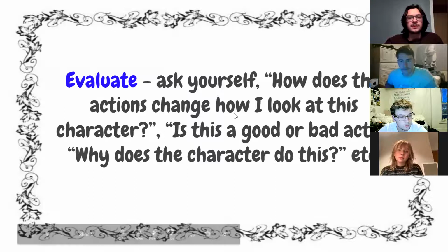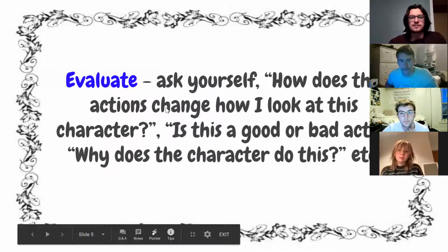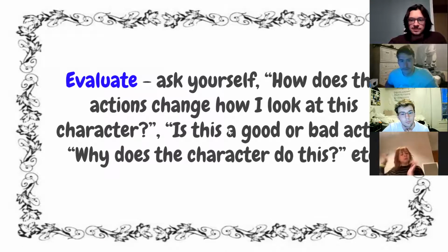Then we have evaluate. Ask yourself, how does this action change how I look at this character? Is it a good or bad act? Why does the character do this? Any question that tries to get a little bit past the surface of the text, looking for meaning, looking for something that it reveals about the character.